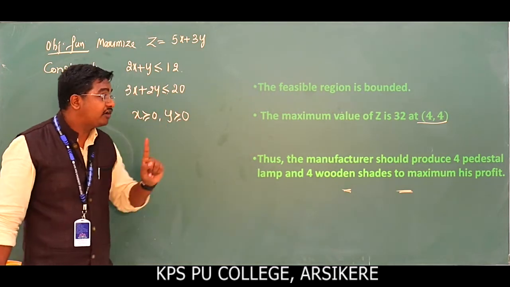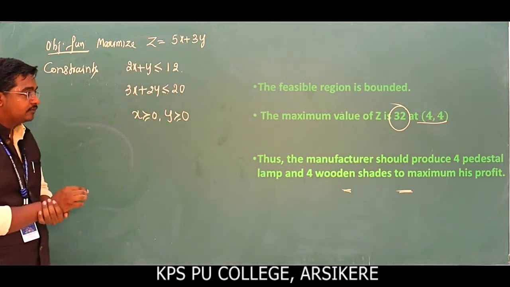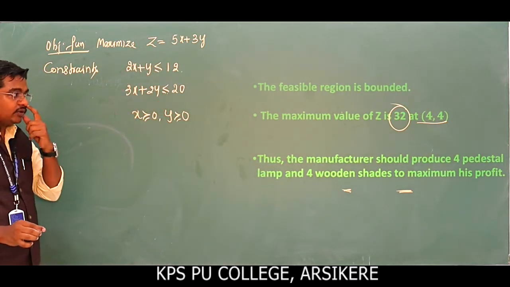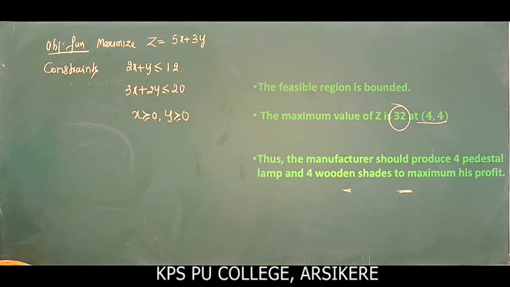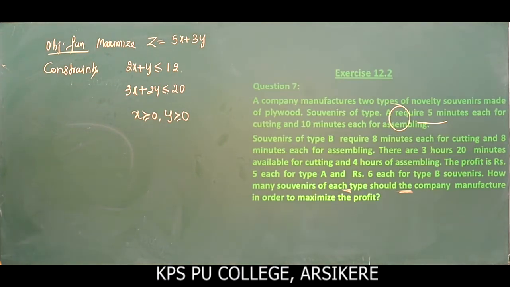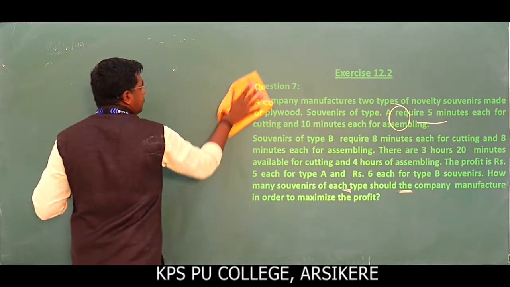What is the maximum profit here? 32. Is it clear? Okay. So please note down all the things that I have written here. Now come to the next problem, exercise 12.2. Okay, this is also very important.